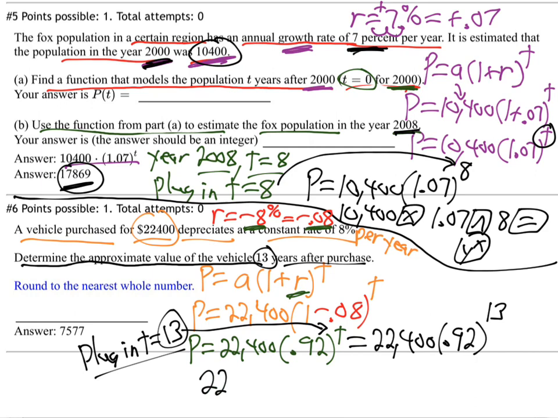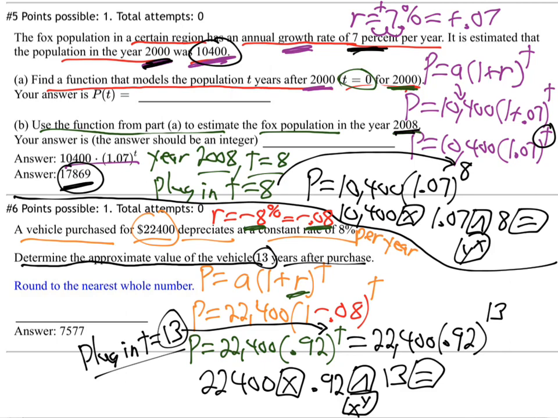So on the calculator, you'll type in 22,400 times 0.92 to the power, up arrow or X to the Y or whatever power button on your calculator, 13 equals, and you get the answer $7,577. So the vehicle has dropped in value from 22,400 down to only 7,577 after 13 years because it's dropping at 8% per year. There we go. All right, that's number 6.